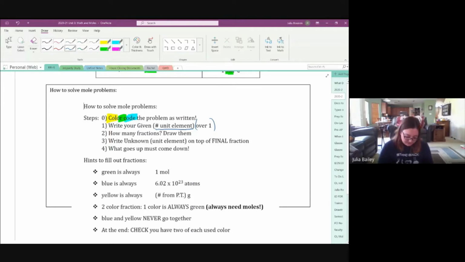You're going to write your unknown, which should be a unit and an element, on top of the final fraction. That's always where the unknown goes. And then I have a rule called "what goes up must come down," which again, as we do a problem, I will explain to you further.